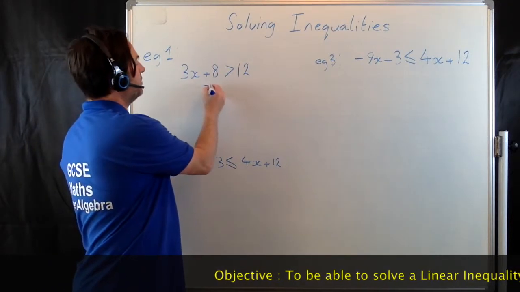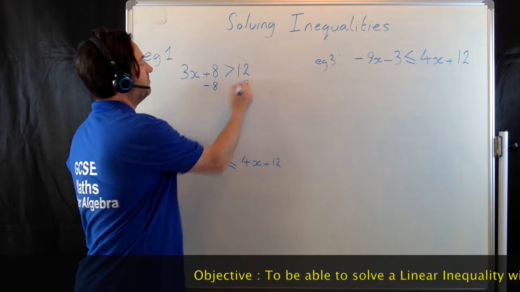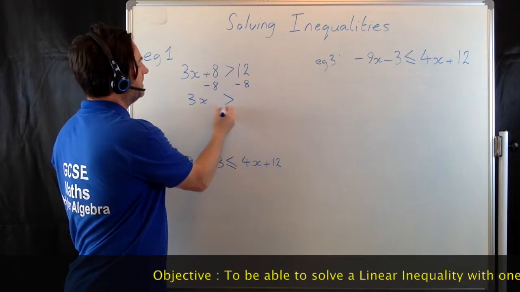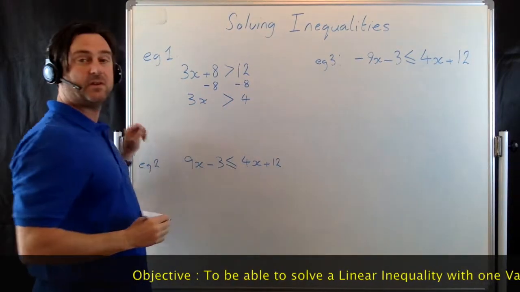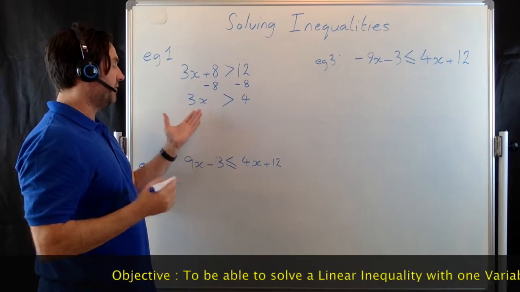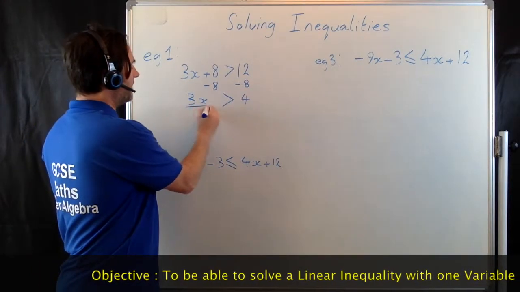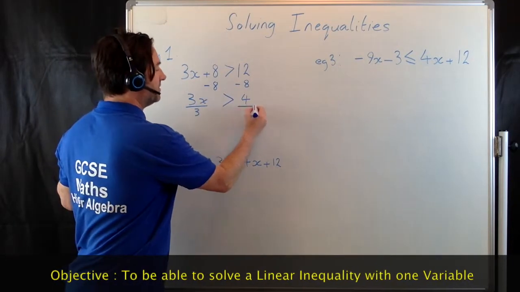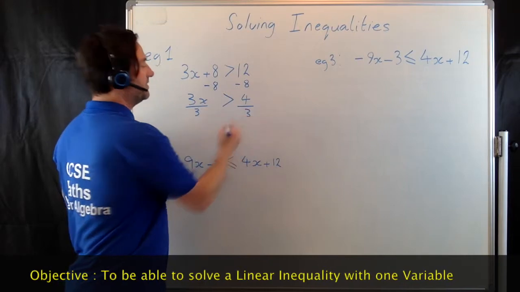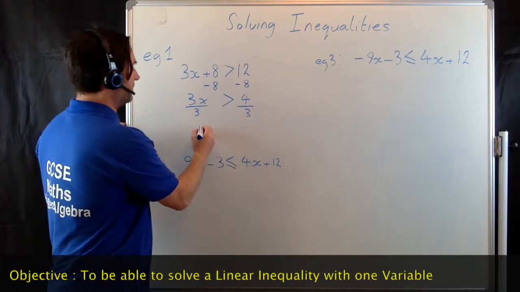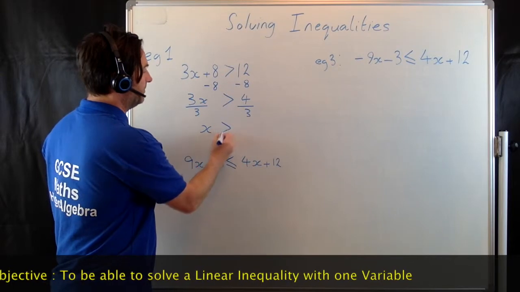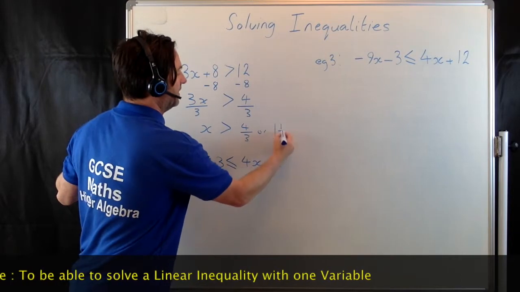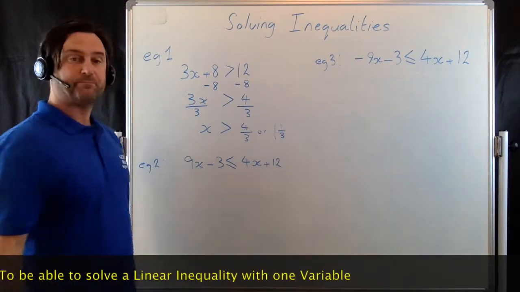So just like an equation, we take away 8 from both sides. That leaves us with 3x is greater than 12 take 8 is 4. And then to get rid of this 3, so we're left with x is greater than, we're going to divide by 3, because 3 divided by 3 leaves me with 1x. But whatever I do to one side, just like an equation, I need to do the same to the other side. So I'm left with 1x, we don't need to write the 1, is greater than 4 over 3, or you could write that as 1 1/3 as a mixed number.